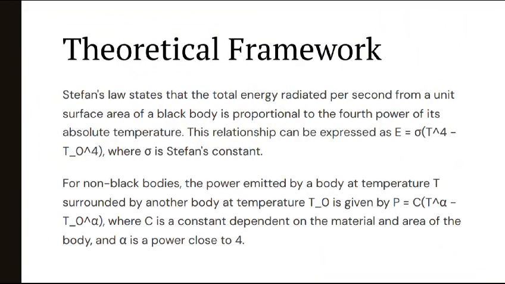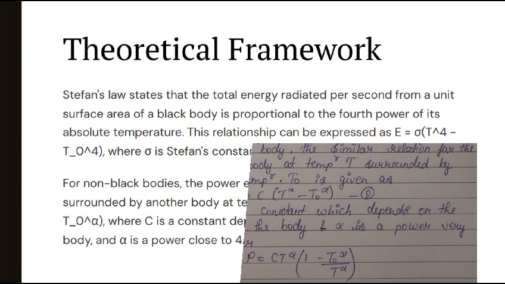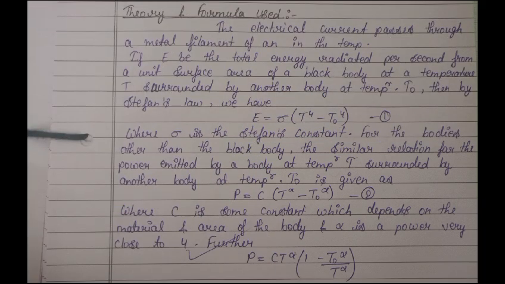The theory and the formula that we'll be using in this particular experiment is: if E be the total energy radiated per second from a unit surface area of a black body at a temperature T surrounded by another body at temperature T0, then by Stefan's law we have E is equal to sigma (T raised to power 4 minus T0 raised to power 4), where sigma is the Stefan's constant.